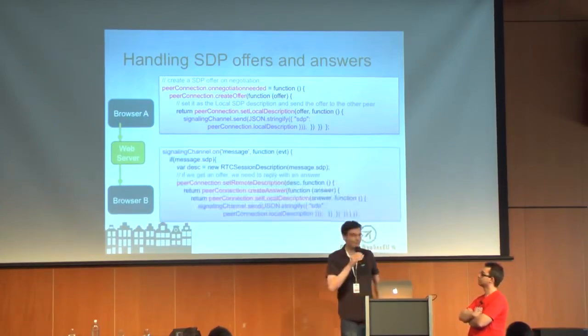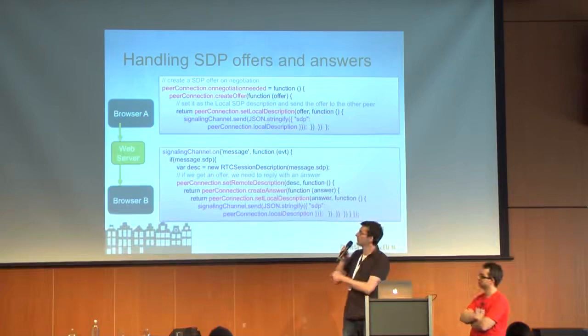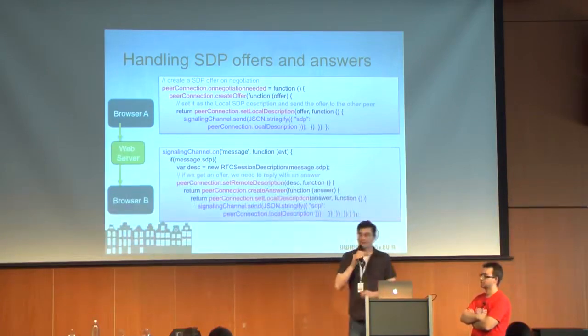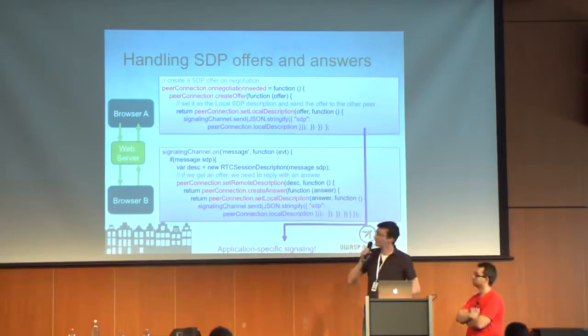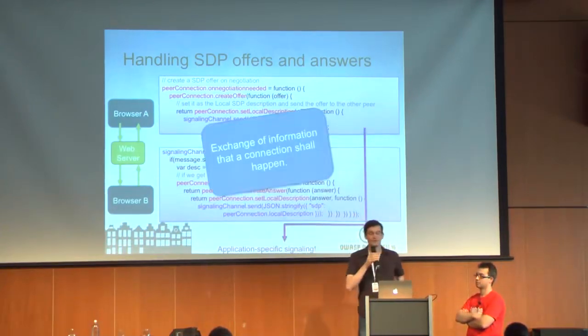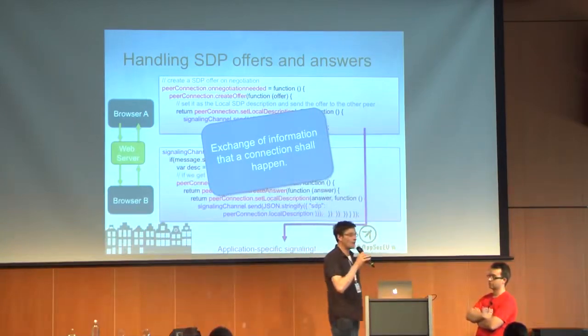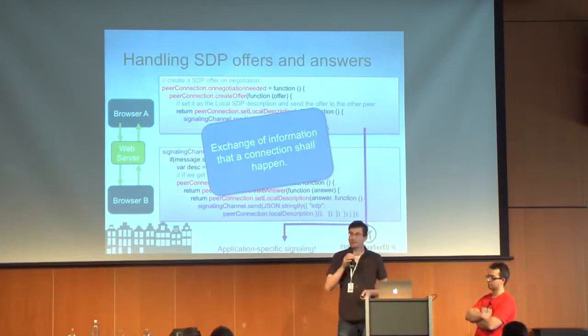Now browser B receives this offer, takes this JSON and puts it into its own peer connection object. There it's processed, and based on the information of the SDP offer, it creates an SDP answer, and this has to be sent back over the signaling channel to browser A. Once this has happened, over our application-specific signaling, both browsers are aware that a peer-to-peer connection is supposed to happen, and they have most of the necessary information. The stuff that is still missing is the information that the connection is supposed to happen.